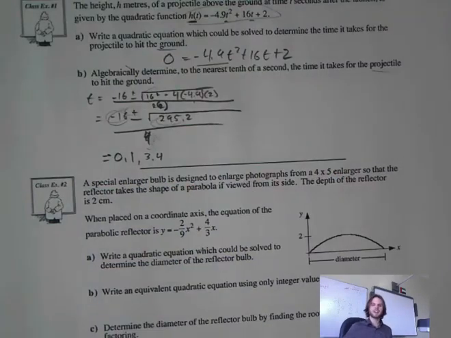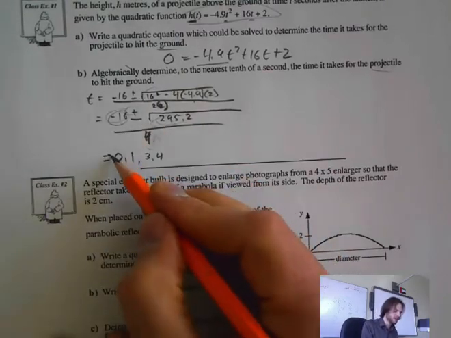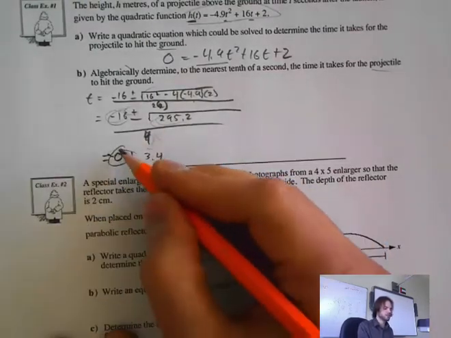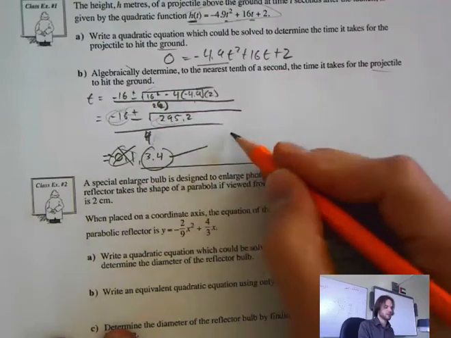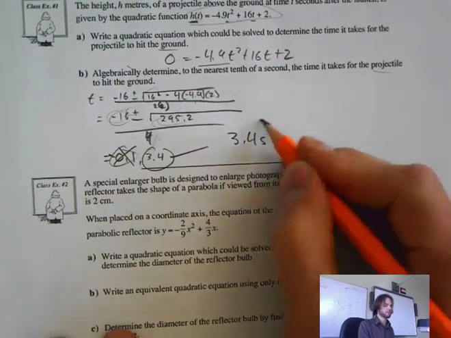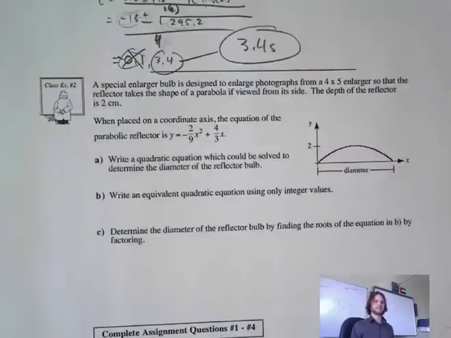Now looking at that, I can't have a negative time, can I? So this is wrong, and my only answer is 3.4 seconds. That's it. Let's take a look at the second one here.